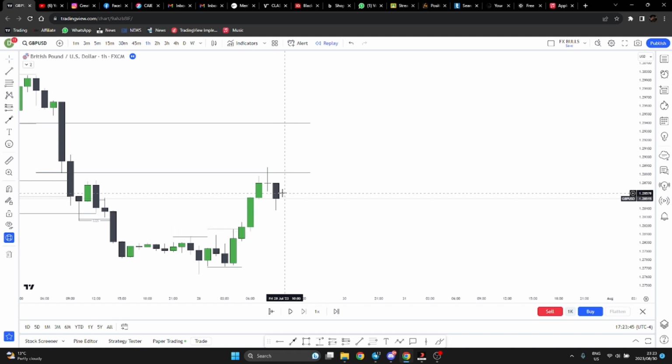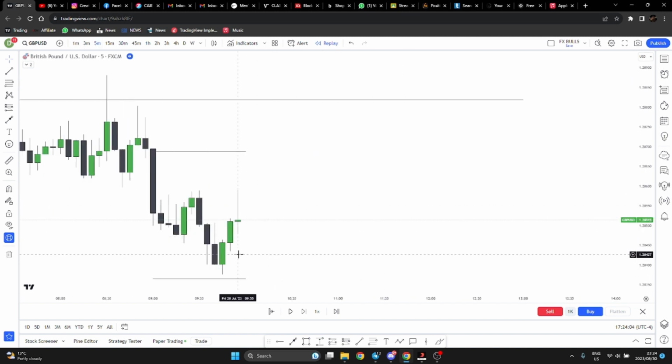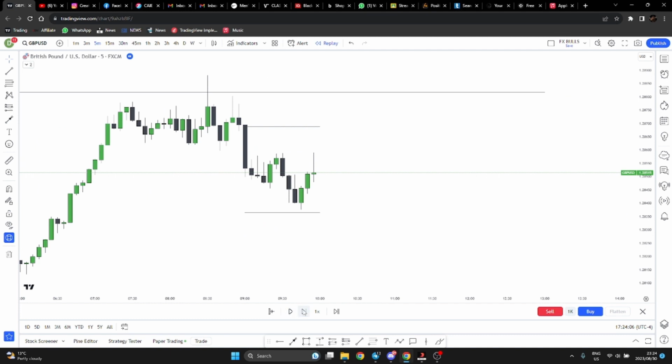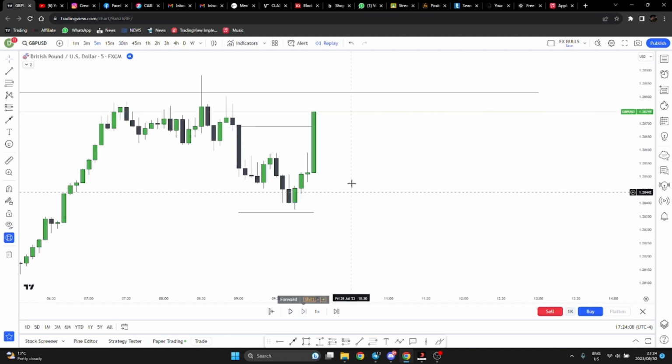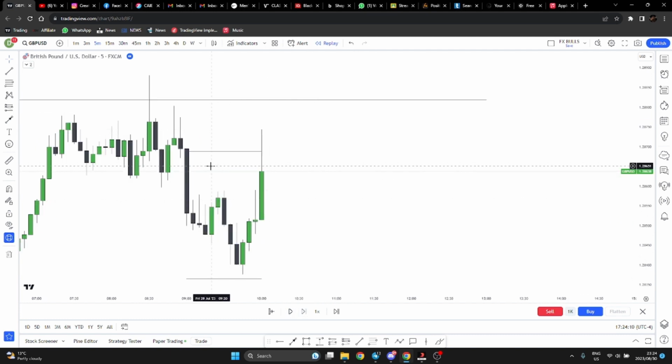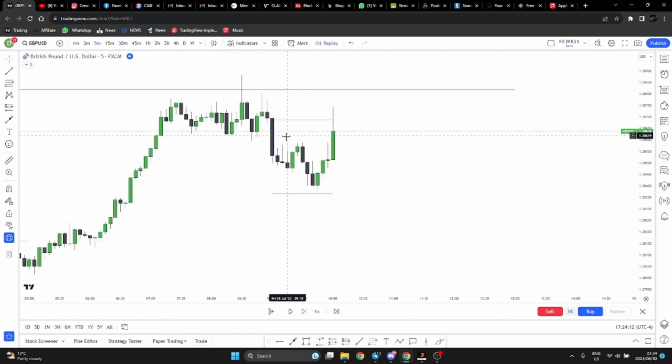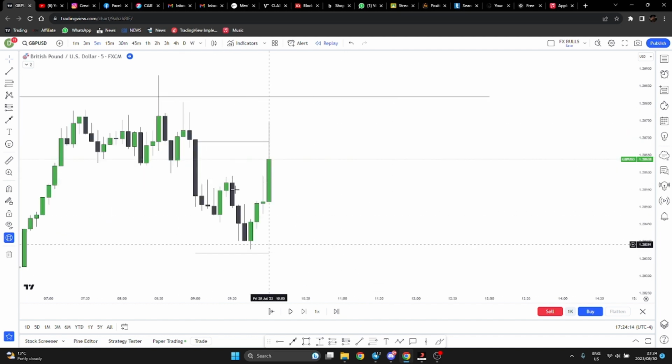Okay, 9 a.m. So I'd mark out the high of this candle and the low of this candle. Like that. Drop down to the 5-minute time frame. Okay, 9:55. Next candle will be my 10 a.m. There we go. 10 a.m. candle. Notice how it immediately goes up to grab the high. Buy side liquidity.